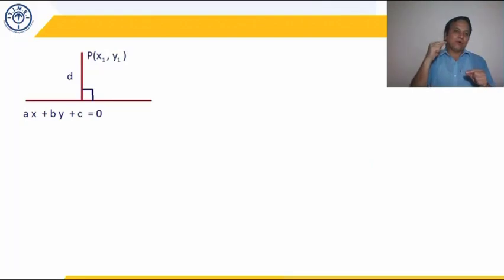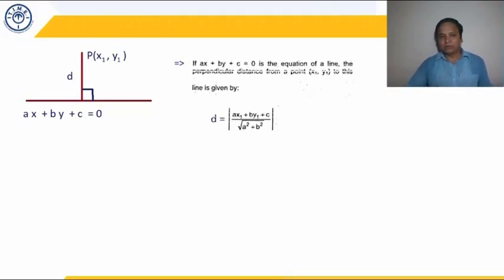Now, between a point and a straight line, there is only one distance possible, that is called perpendicular distance or the shortest distance. How do we calculate this distance? We divide the equation of the line ax plus by plus c by under root of coefficient of x square plus y square and put a modulus sign. And in place of x, we put x1 and in place of y, we put y1. We get the value of the distance.